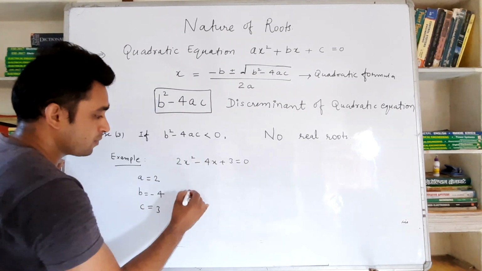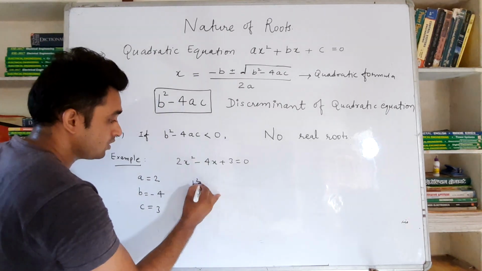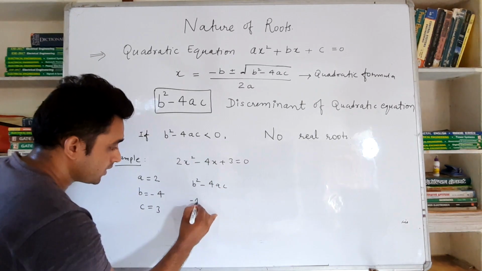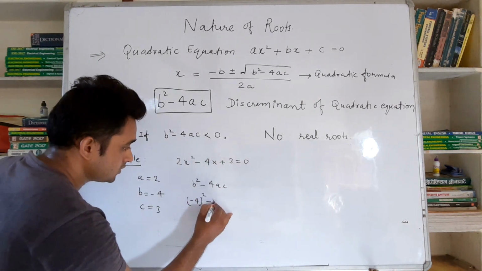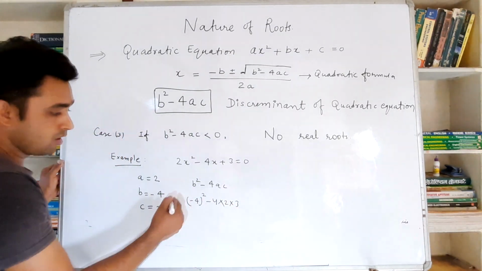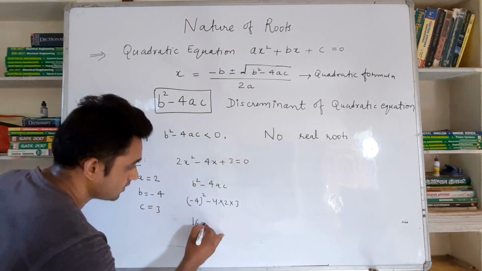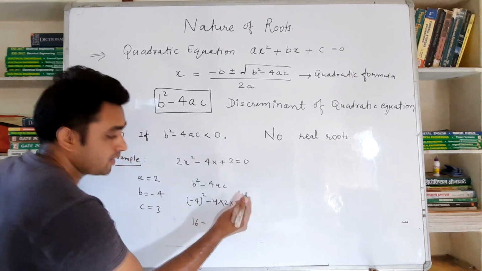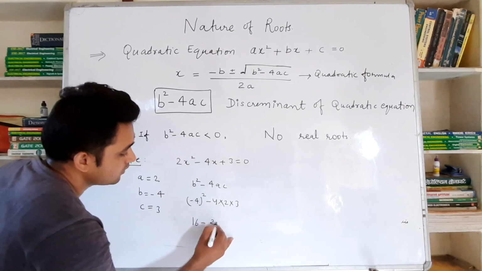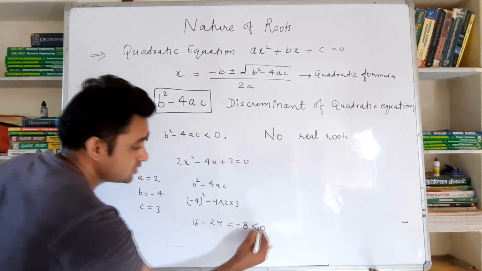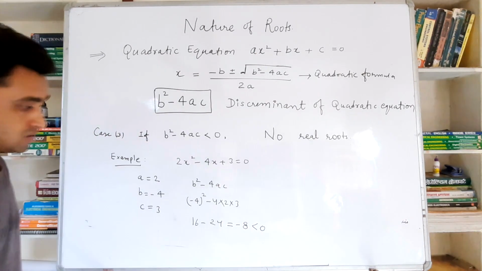Now calculate b square minus 4ac. b is minus 4, so minus 4 square minus 4 into a is 2 and c is 3. On calculating this, we find 16, since 4 square is 16, minus 4 into 2 is 8, 8 times 3 is 24. So this equals minus 8, and minus 8 is always less than 0. So this is our case.